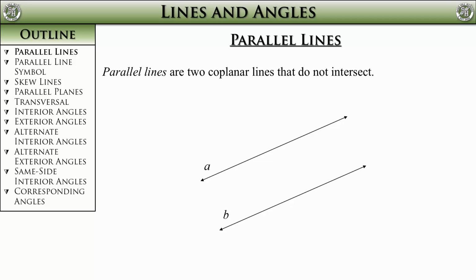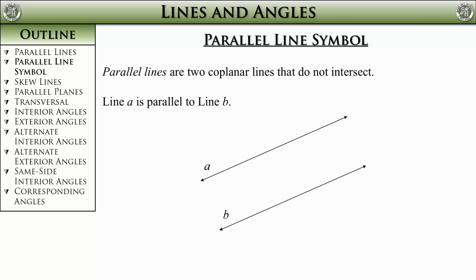There are actually two parallel symbols that we need to go over. First, I can write this. Line A is parallel to line B, which is fine. But parallel comes up a ton, and we really don't want to write that all the time. So instead there is a parallel symbol which looks like this. Hey, those kind of look like parallel lines.